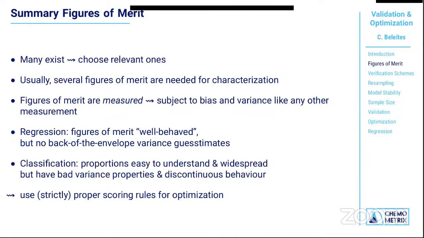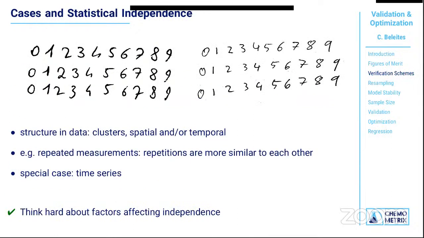Regression figures of merit are usually more well behaved. On the other hand, we can't do these back-of-the-envelope guesstimates, for example of required sample size, as we can do for the classification proportions. And again, use the strictly proper scoring rules for optimization. This can't be said too often.